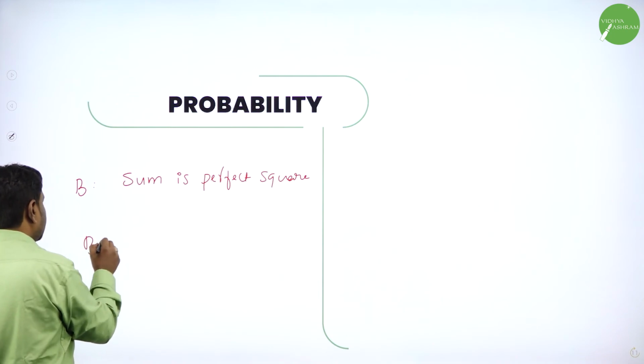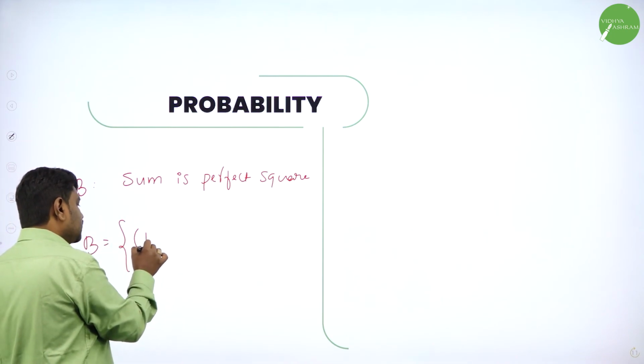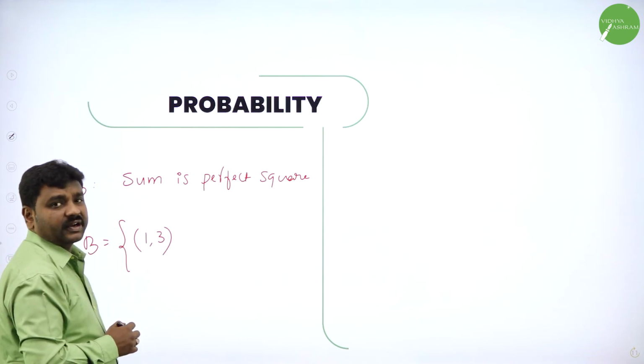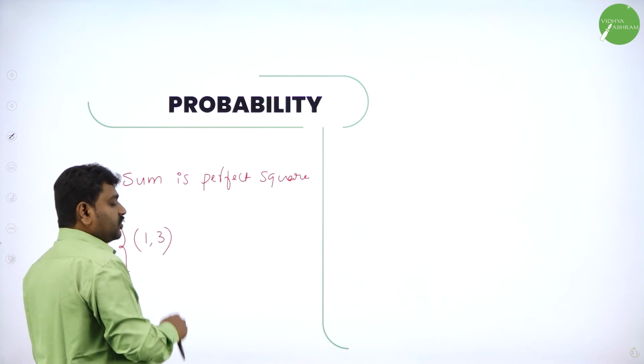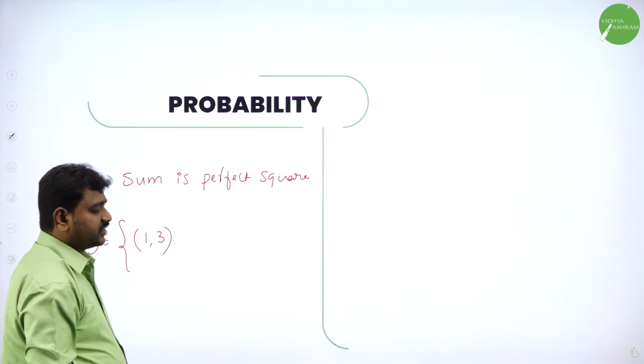So B, I can't take 1, 1. With 1, 1, if I add 2, 2 is not a perfect square. I can take 1, 3. 1 plus 3 is 4. 4 is a perfect square. And with 1, 1, 4. The 1, 3, that's it. 1, 4, 1, 5, 1, 6 does not give.